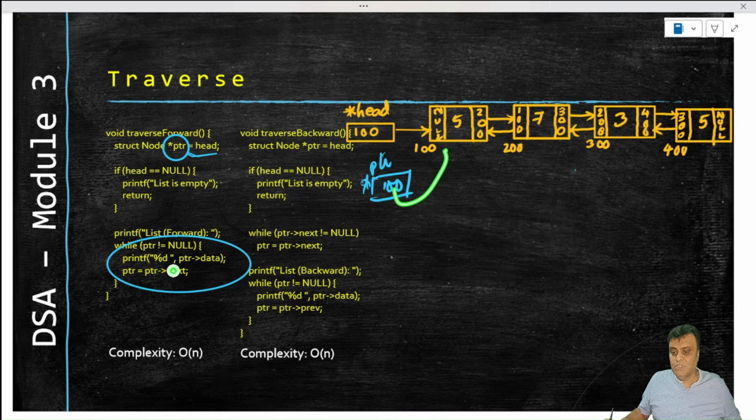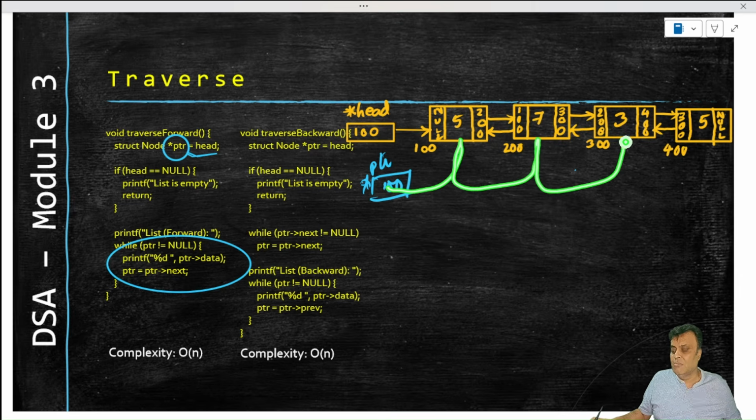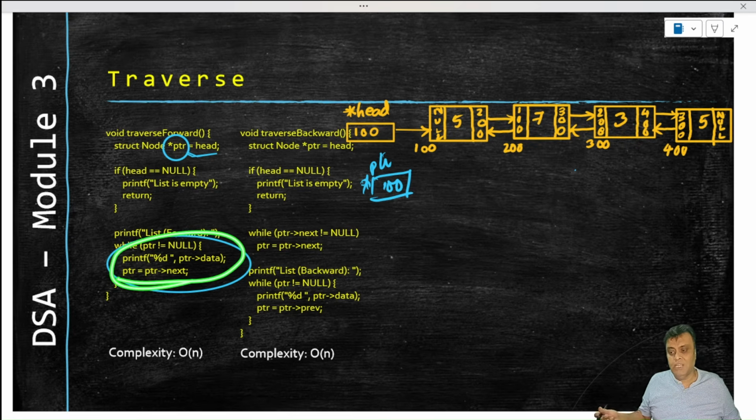We will keep on changing. We will print the data. And then we will move it to this next. The pointer will now become, taking the cues from this 200, this will now become 200, right? If it becomes 200, then initially it was pointing here. Now it will point here, print 7, then it will point here, print 3, then it will point here, print 5. So that's all it will do, right? So that's what is happening here. It is printing and then it is doing pointer equals pointer next.